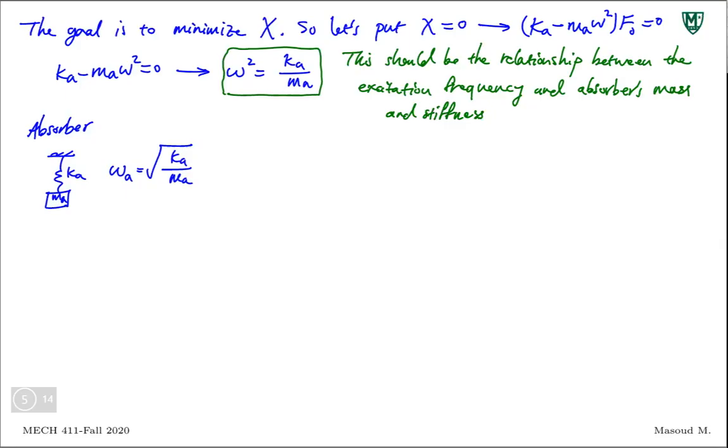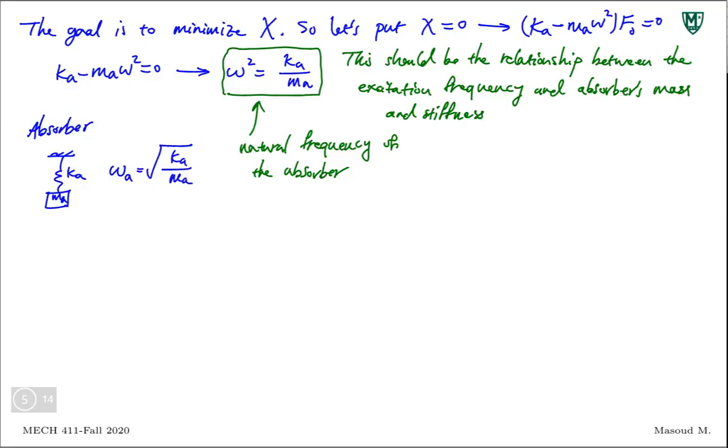So that's also the natural frequency of the absorber. So the frequency of excitation to your system should be equal to the natural frequency of your absorber, in a perfect case, to make sure that your system doesn't move.